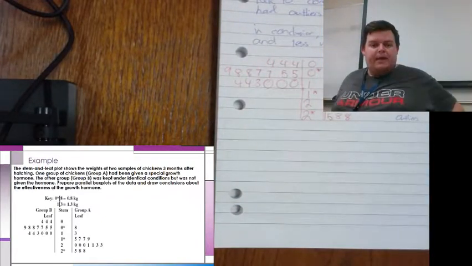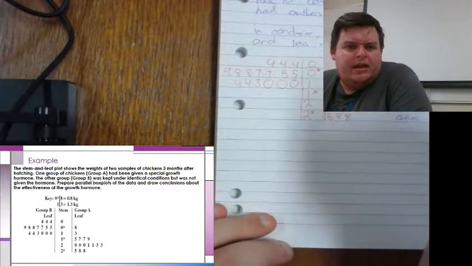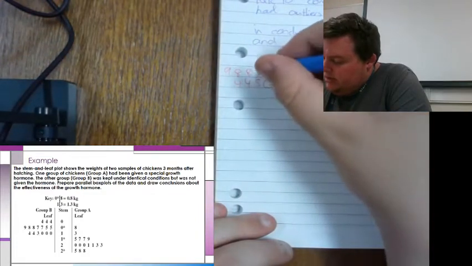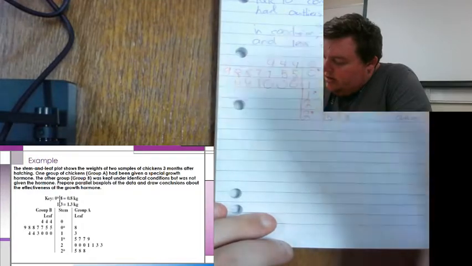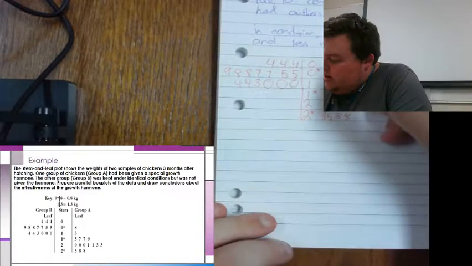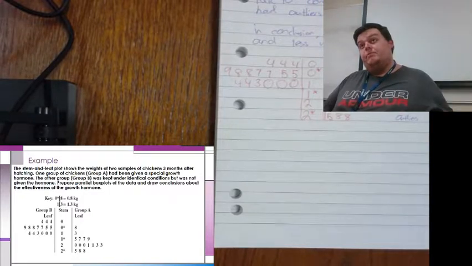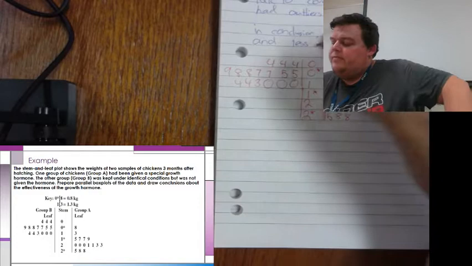Alright, so group A, we're given a special growth hormone. Doesn't say how many chickens there are either, so I have to count them. 1, 2, 3, 4, 5, 6, 7, 8, 9, 10, 11, 12, 13, 14, 15, 16 chickens. That sounds right. Good. So 16 chickens. So if I'm looking for the median, I add 1 to that and divide it by 2, which will give me 8.5 for the median value.